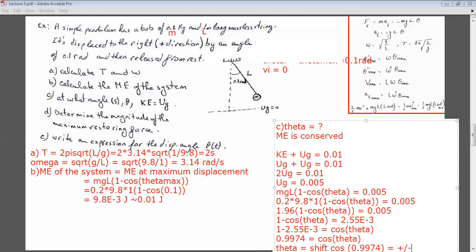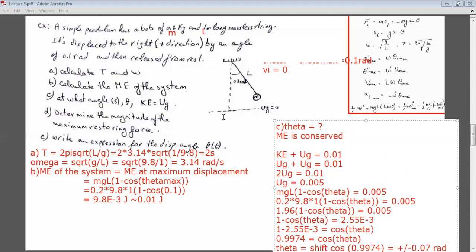So shift cosine of 0.9974 will give me plus or minus 0.07 radian. Always remember we are dealing with radian. So we found the angles at which the kinetic energy is equal to the potential energy.